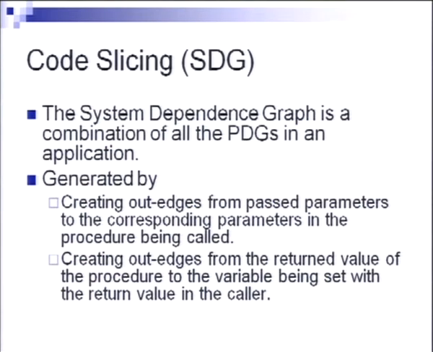System dependence graph is a combination of all the PDGs in an application. It's relatively simple. It makes a lot of sense. It's just kind of an extended PDG. You just create out edges from passed parameters into the function where those parameters are used. So that's your set use. And out edges from the return value to where they're being used in the caller.